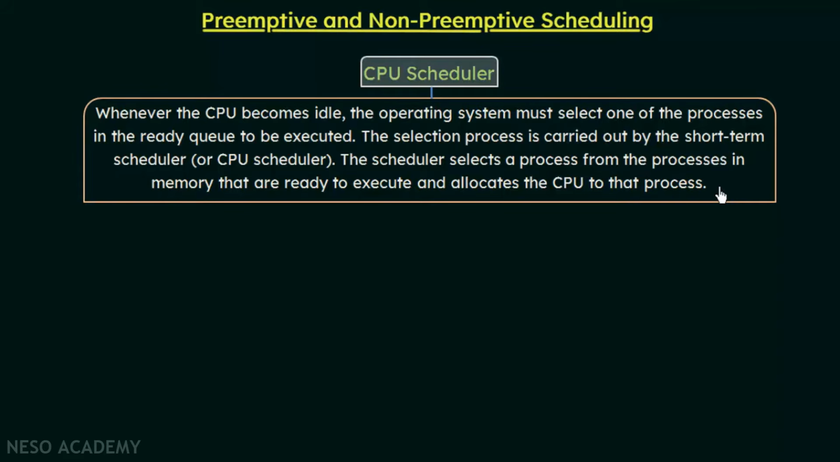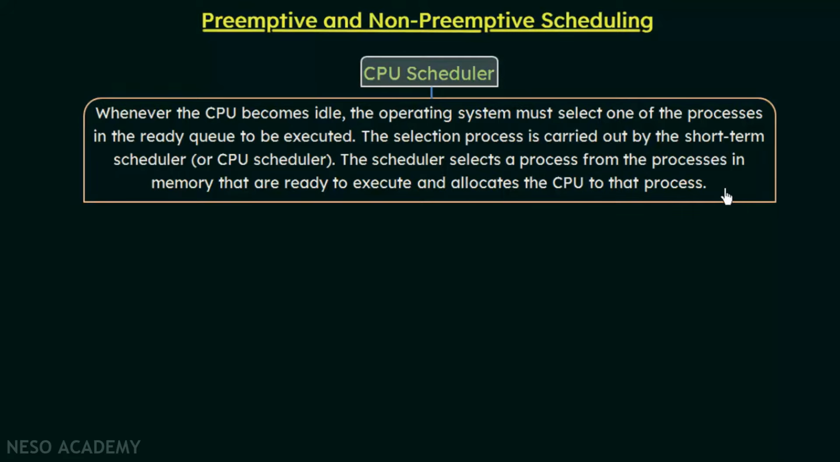We know that scheduling means assigning the CPU to different processes for their execution. There may be many processes that are ready to be executed and are waiting to get the CPU. Among those ready processes, the CPU scheduler is the one who will select which process will get the CPU in order to do its execution. It will select a process from the processes in memory that are ready to execute, and it will allocate the CPU to that process. That is the function of the CPU scheduler.